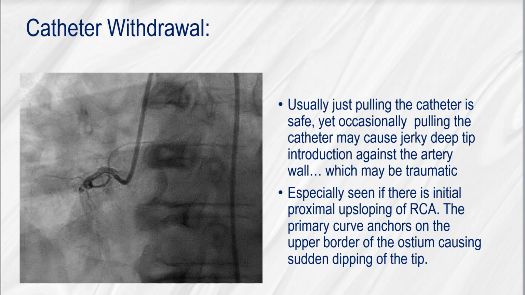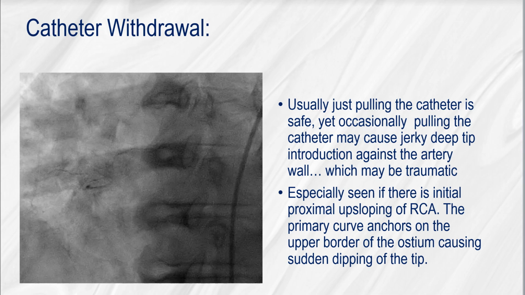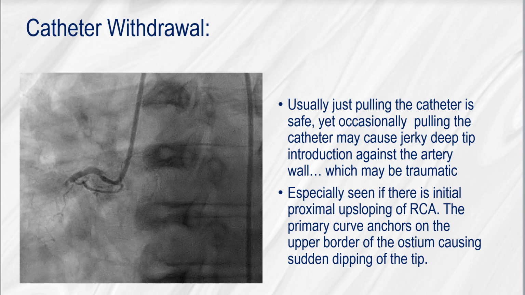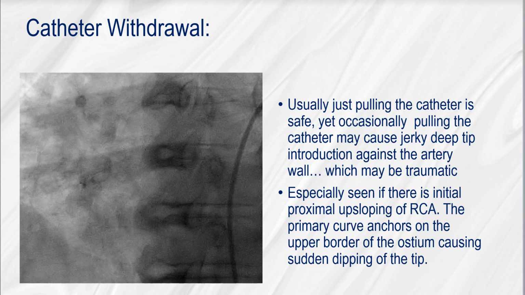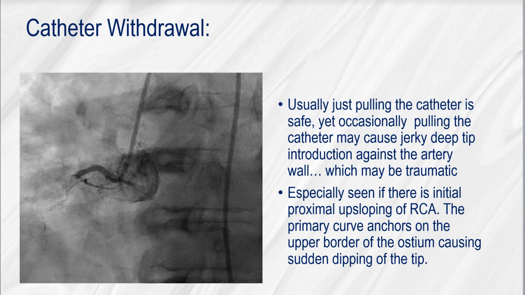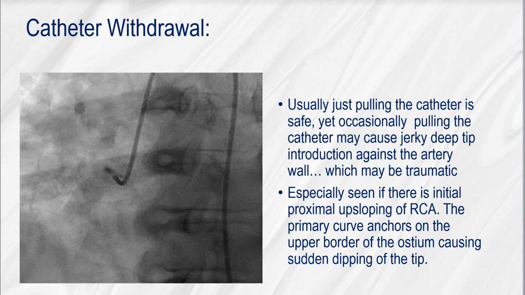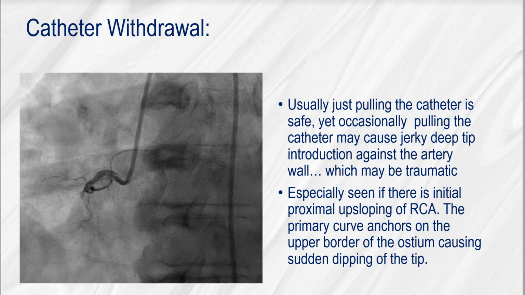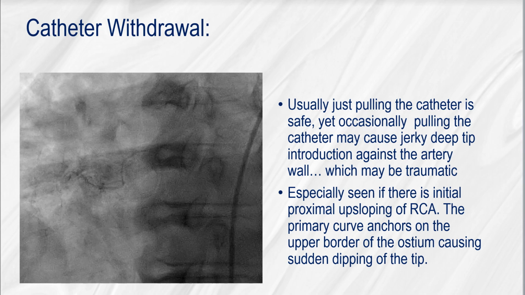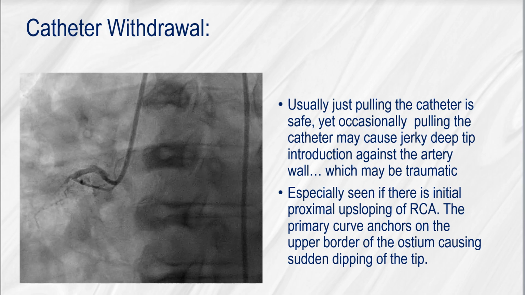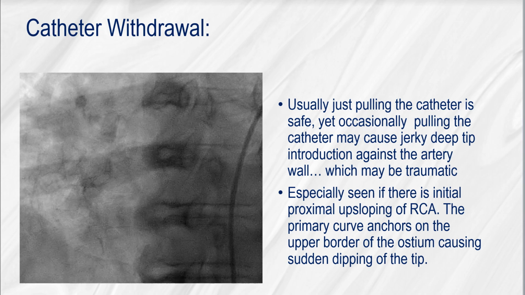Regarding catheter withdrawal, usually just pulling the catheter is safe, yet occasionally pulling the catheter may cause a jerky deep tip introduction against the artery wall, which may be traumatic, especially if there is initial proximal upsloping of the RCA. The primary curve anchors on the upper border of the ostium, causing sudden dipping of the tip.